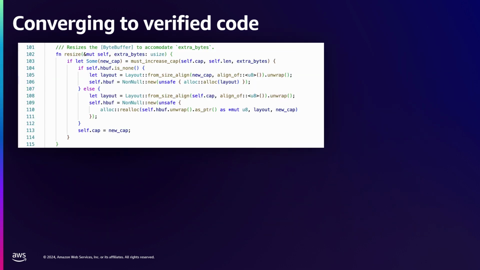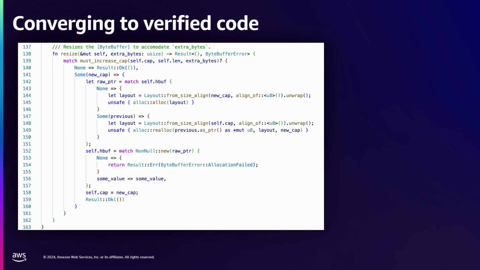So now let's look at the resize function. This was my initial attempt at writing a resize function. Give me the current capacity and some extra bytes I need to accommodate. I invoke the resize function that tells me if I need to increase the capacity or not. Then I have a number of unsafe code constructs here to allocate memory on the heap, or resize the existing heap allocated memory if it was already there. Update the new capacity, and that's it.